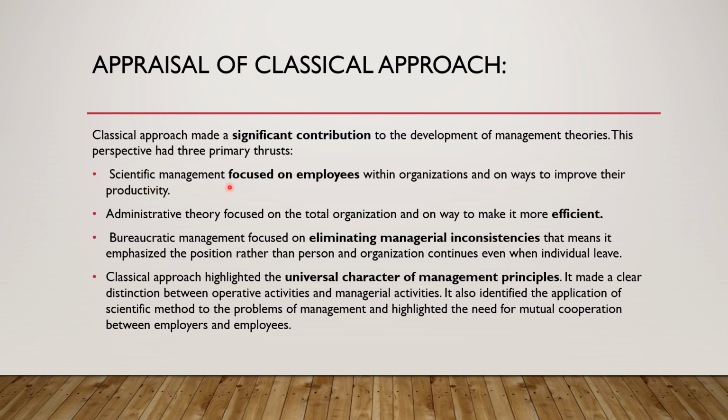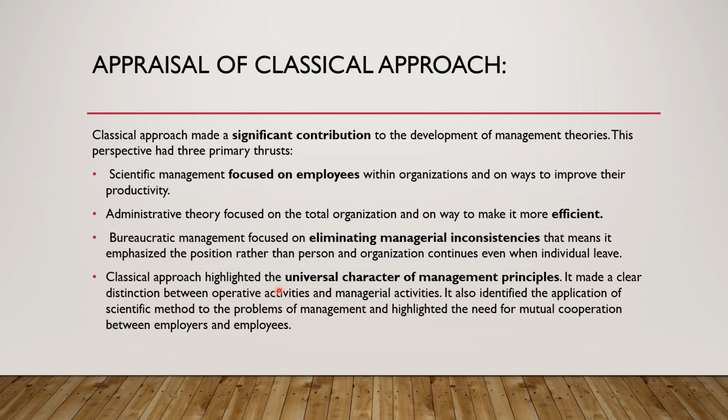Scientific management focused on the employees. Administrative theory focused on the organizations. Bureaucratic management focused on eliminating managerial inconsistencies. That means it emphasized the position rather than the person or organization. Person centric was scientific management. Organization centric was administrative theory. But it was the bureaucratic management that actually emphasized the position.